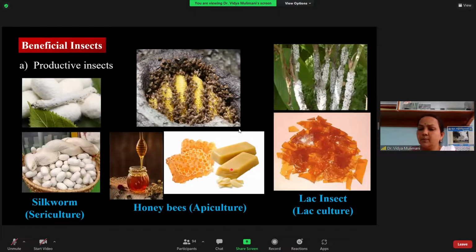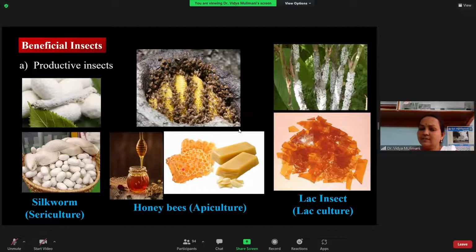So whenever it is the productive insect, for everyone the common insect that comes to mind is the honeybee. Okay, so that is the honeybee, we are getting the honey. They are collecting the nectar, converting that nectar into honey, and we are indirectly getting the honey from the insect. So you know that these honeybees make their colony by using the wax.